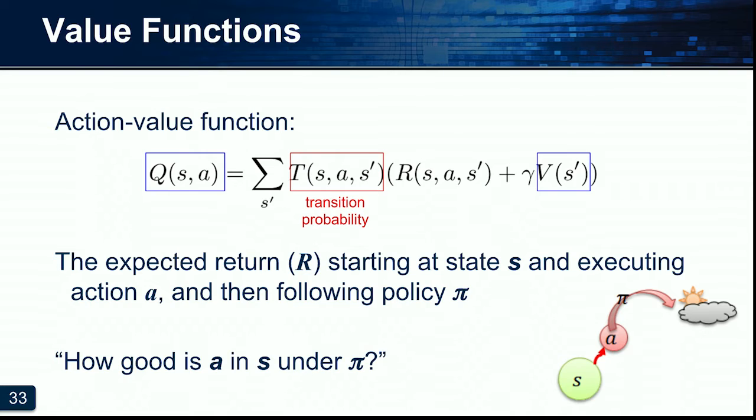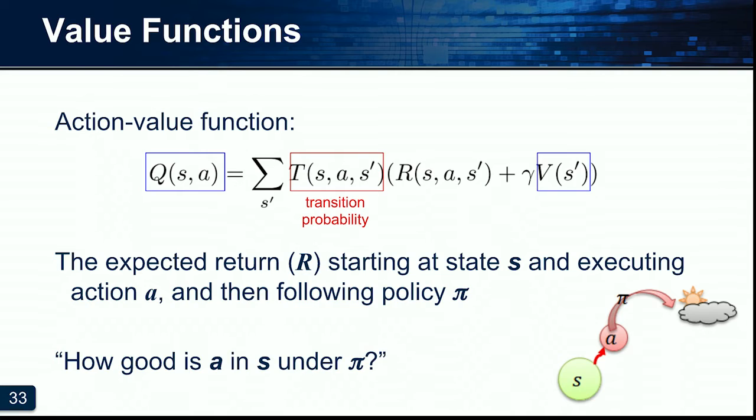So it's no longer now given the policy. It's that first you're going to take the action A, and then from there follow pi, and that's what V of S prime is, right? You're just going to continue following the policy that you have, right? So in words, that's expected return starting at state S, first executing action A, and then following the policy pi for the rest of infinite time, right?